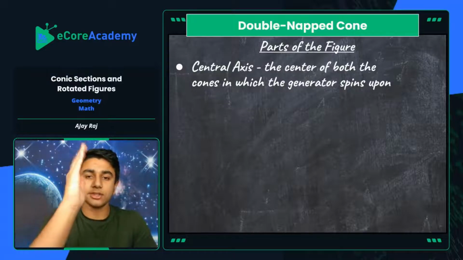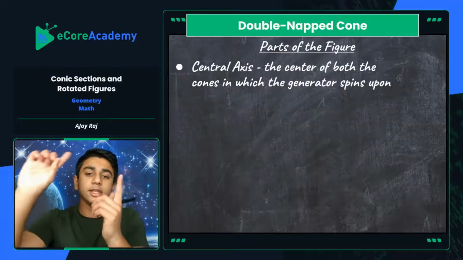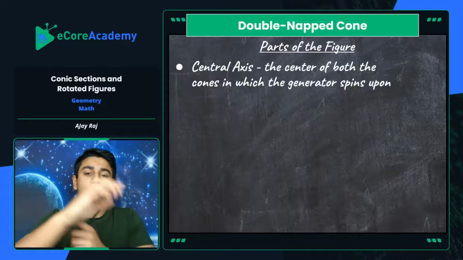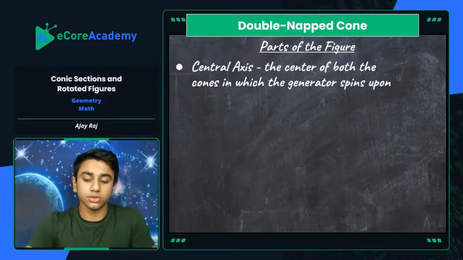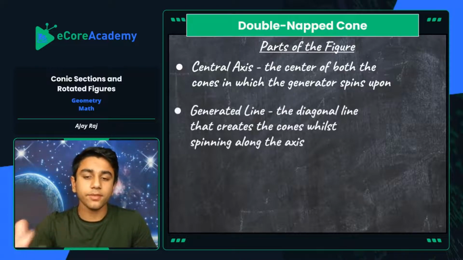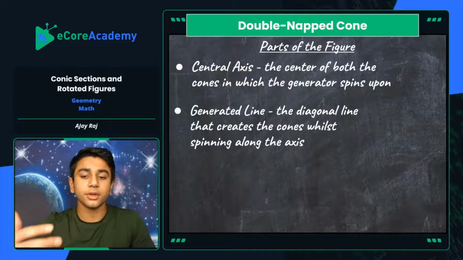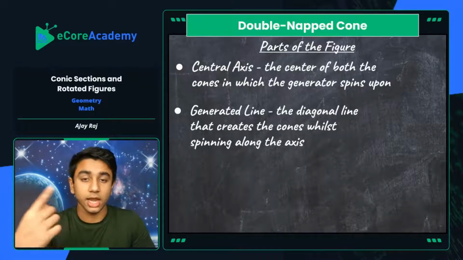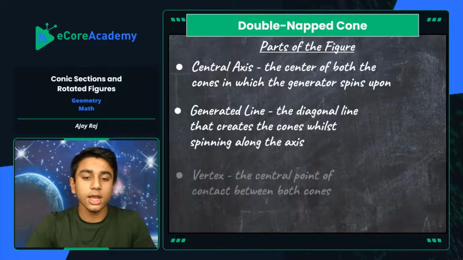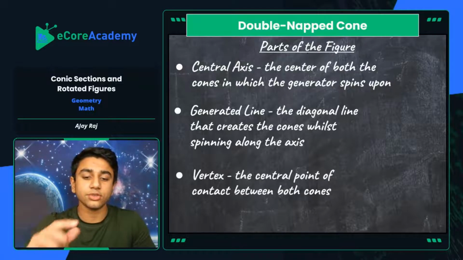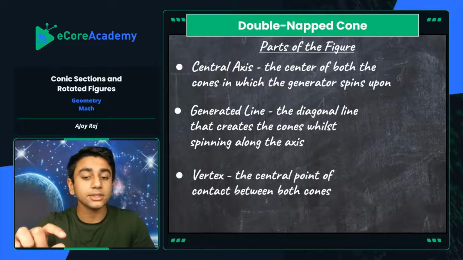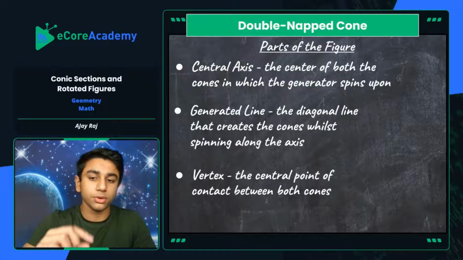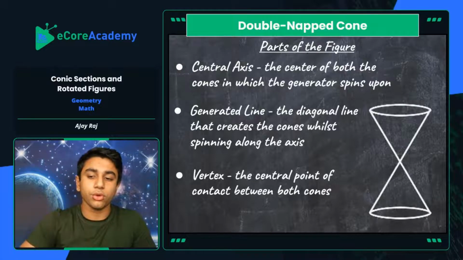So that central axis is the line which the entire generating line spins upon, that central line of your cones. And then you have a generating line, which is the line itself that creates the cone while it's spinning along that axis, that diagonal line that spins across. And then, of course, you have your vertex, which is the central point of the central axis, and it's the contact between both cones. So it's the central point in which both cones connect.